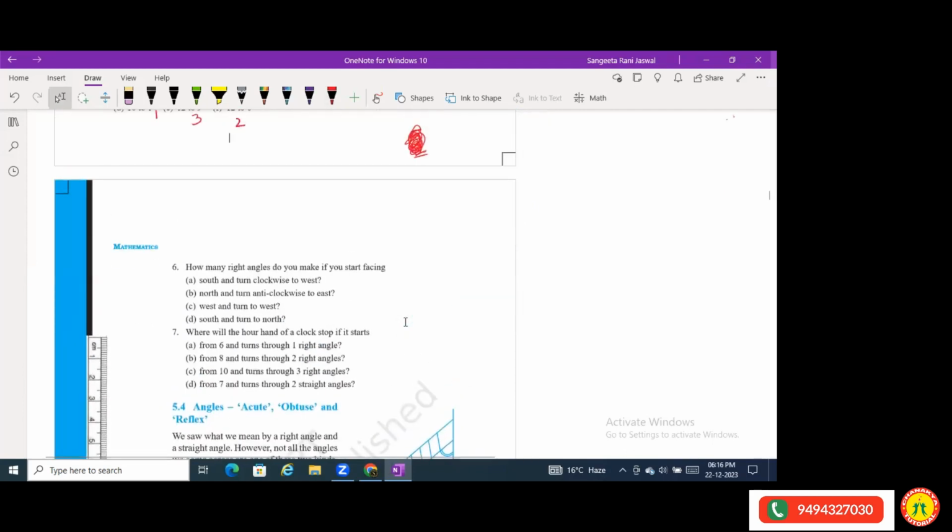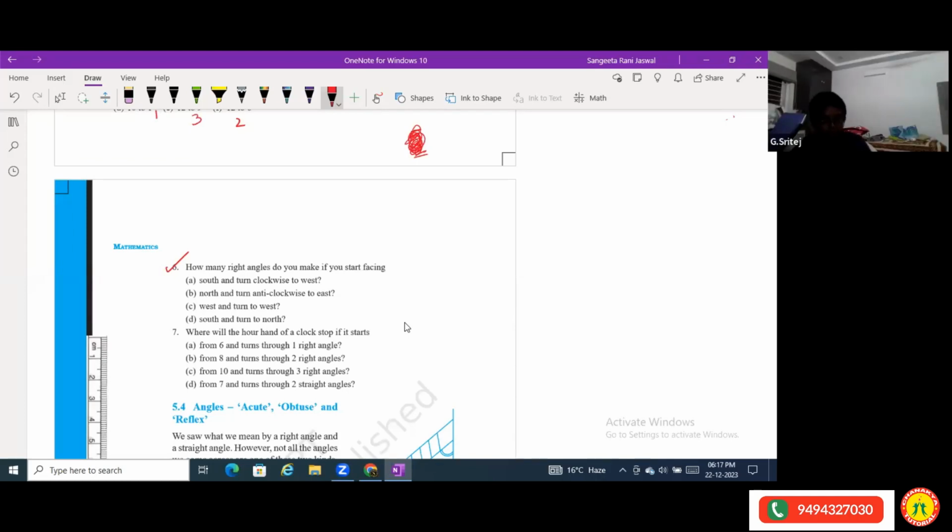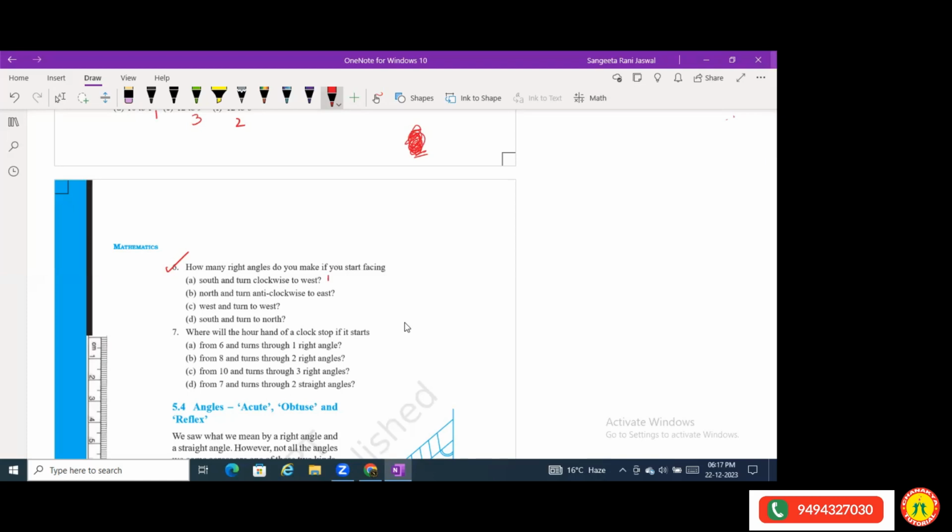Next question. How many right angles do you make if you start facing south and turn clockwise to west? From south to west, it's 1 right angle. Okay. Now Charvik will tell me: start facing north and turn anti-clockwise to east. It's mentioned here, anti-clockwise to east. Ma'am, 3. Okay.